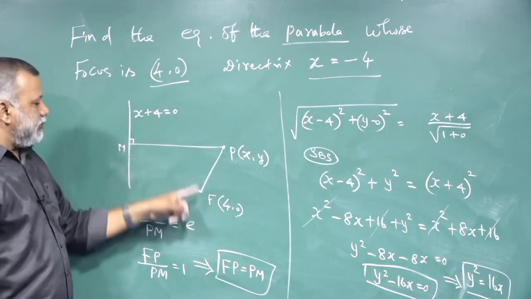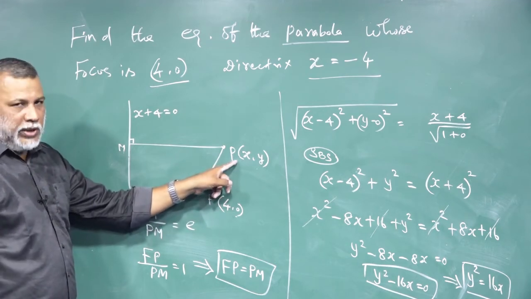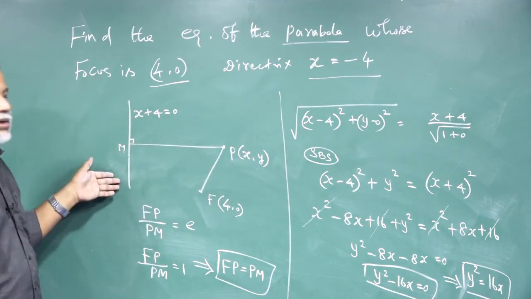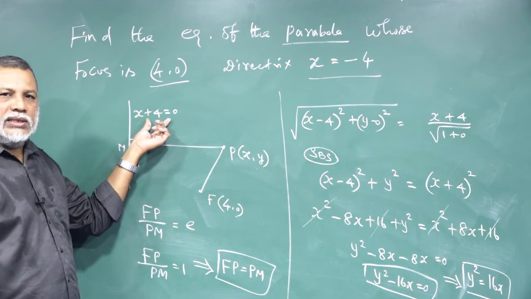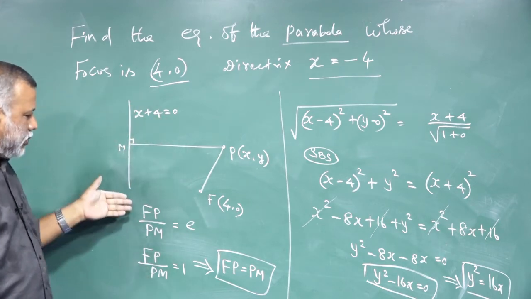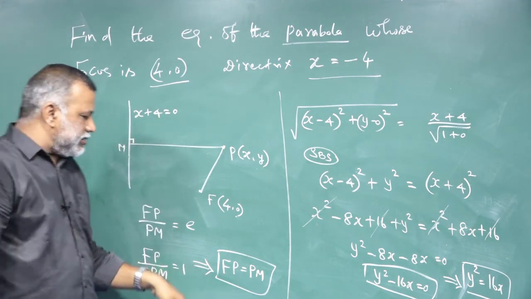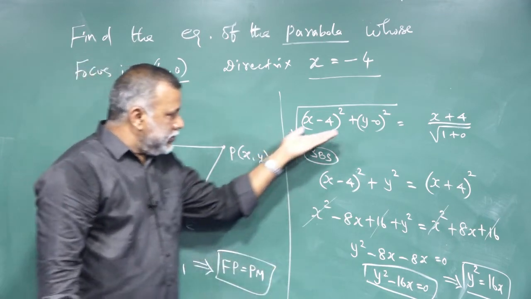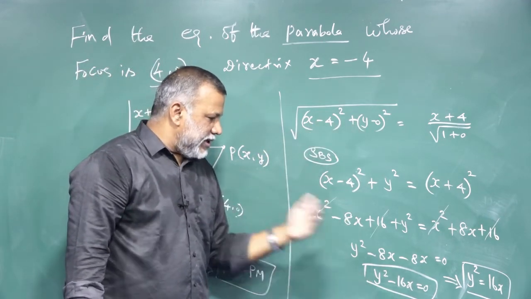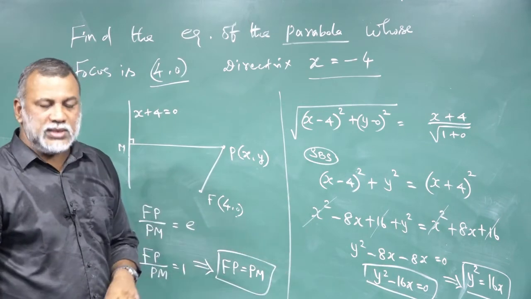So the focus is given as (4, 0), then P of (x, y). The directrix is also given, x plus 4 equal to 0. Then straight away we are able to write FP by PM equal to e. Then cross multiply, FP equal to PM. Then use the logic and simplify. We are able to get y squared minus 16x equal to 0.